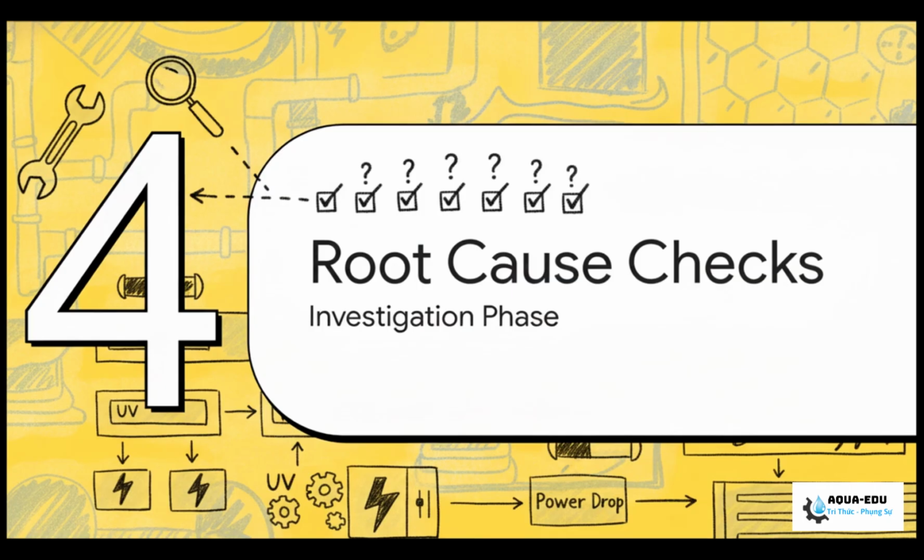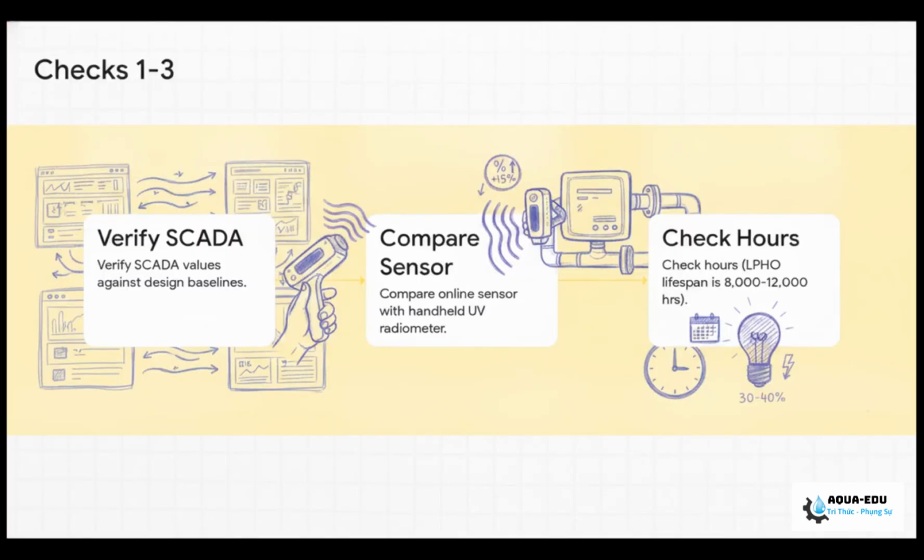All right, part 4, our 7 root cause checks. It's time to start the investigation. Check number 1. Cross-check your SCADA values against the design baselines to make sure the alarm is actually real. Check 2. Grab a calibrated handheld UV radiometer and compare it directly to the online sensor. If you're seeing more than a 15% difference, that online sensor is probably degraded by UV etching and needs to go.